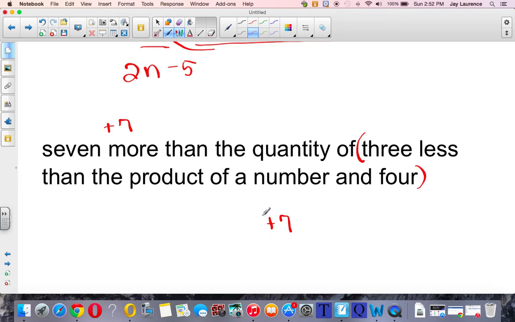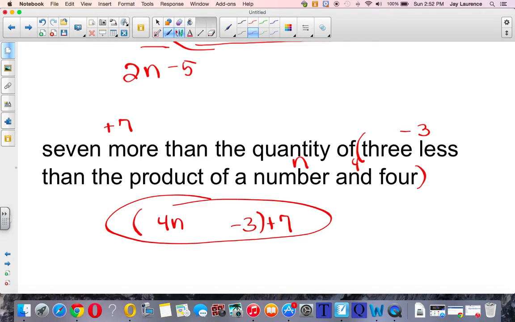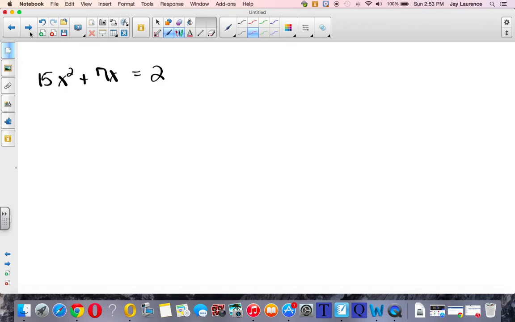Okay, so we're going to do this quantity here. And in the quantity, we're going to need 3 less. We're going to need a minus 3. 3 less than what? The product, that's multiplication, of a number, I don't know the number, and 4. So 4 times n minus 3, and there you go. If you want to write it better, you could go like this. And there it is. All right, 2 more quick problems.